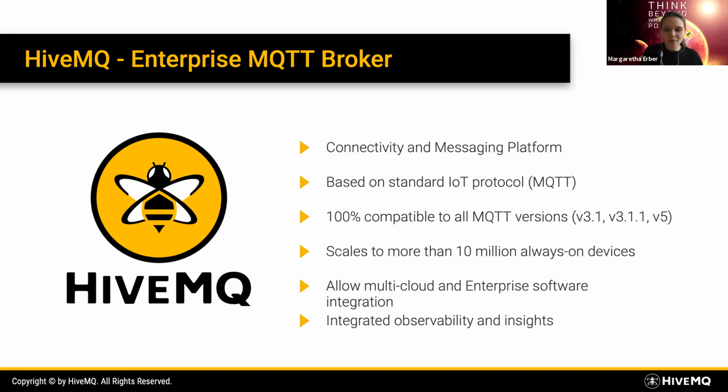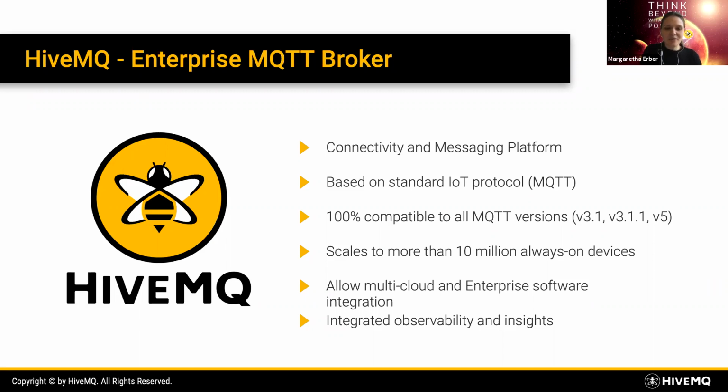HiveMQ is a connectivity and messaging platform designed for the Internet of Things. It's based on the standard IoT protocol, which is MQTT, and it is also compatible with all the MQTT versions: version 3.1, 3.1.1, and 5. And here we have really all the MQTT features that are in the specification. And of course, HiveMQ scales to more than 10 million always-on devices, which is incredible.